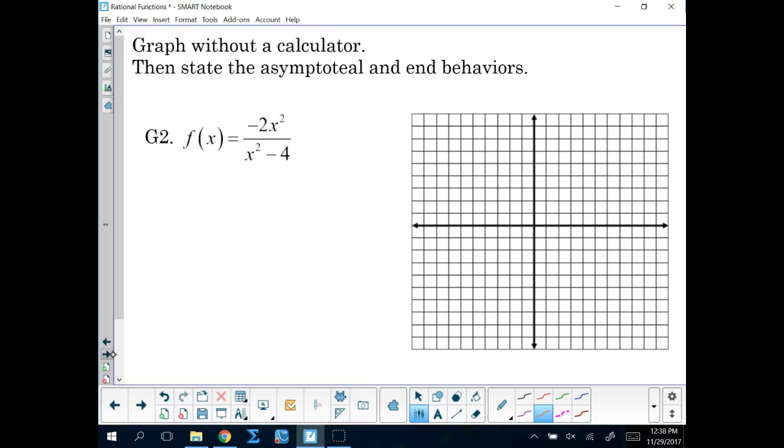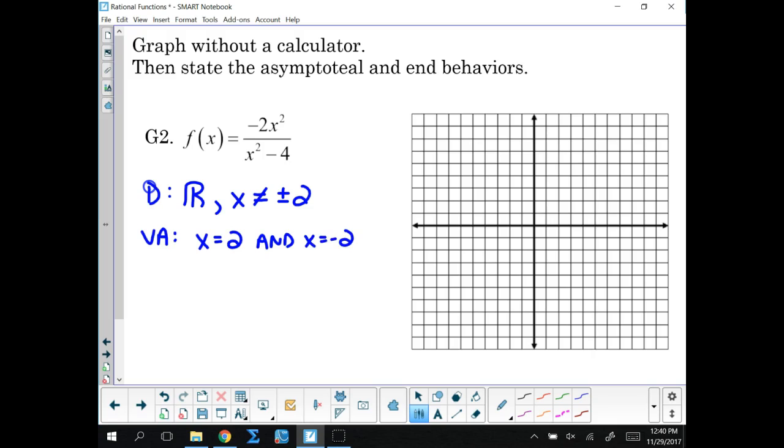Graph it. Spot check. You should have a domain of all real numbers, but x cannot equal plus or minus 2. Which means you should have vertical asymptotes at x equals positive 2 and x equals negative 2.